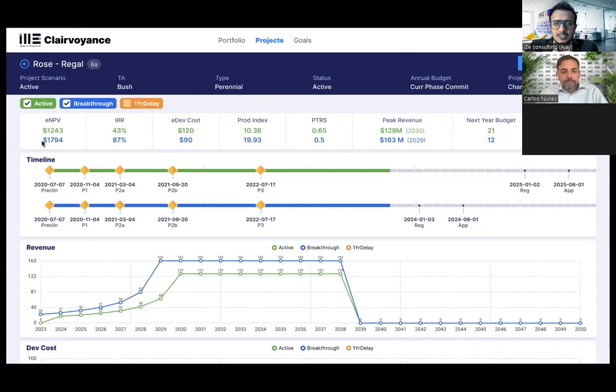So those are some of the capabilities that differentiate us and make our dashboards a little different. So Carlos, one last question. Can data from our internal CRM system and external databases like IQVIA be integrated in Clairvoyance?